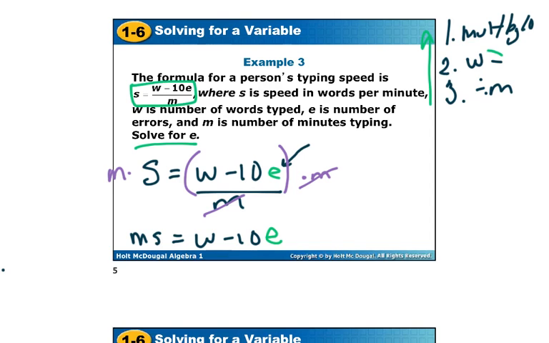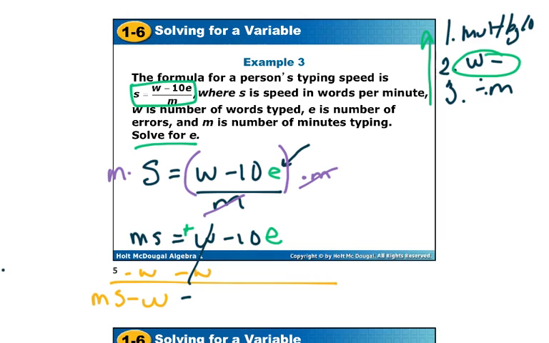Then we have this W and this minus, and it's actually going to be 2 steps. The first step is the fact that this is plus W. I know it looks like it's minus W, but this is positive. So to undo a positive W, we're going to subtract W. If you subtract W, you get MS minus W. And then these cancel to leave you with negative 10E.